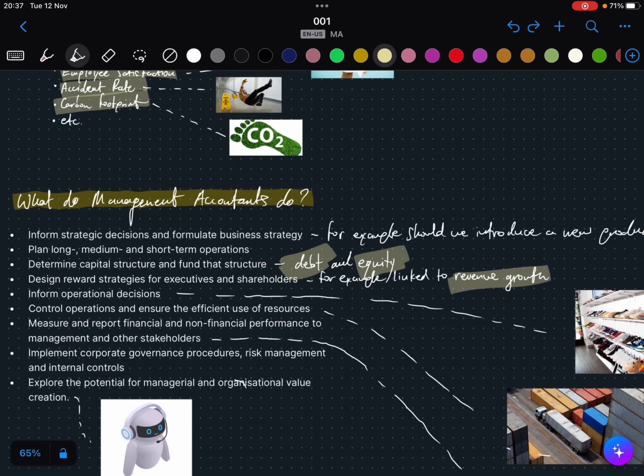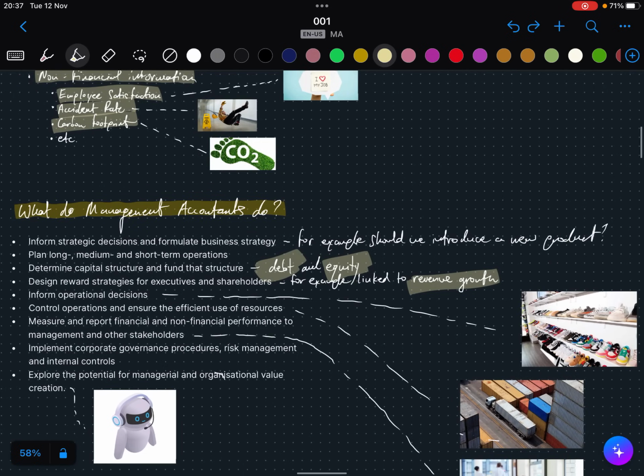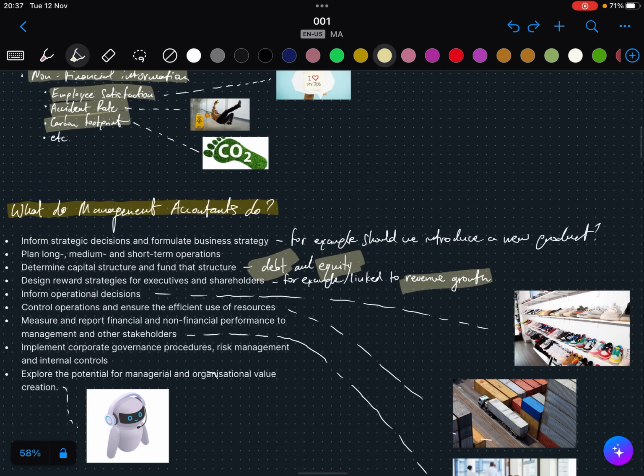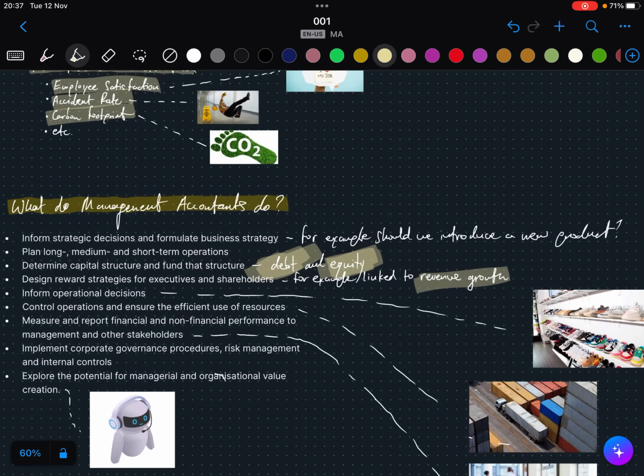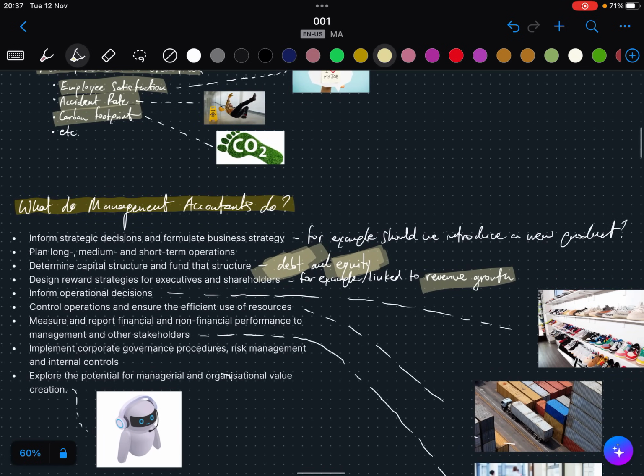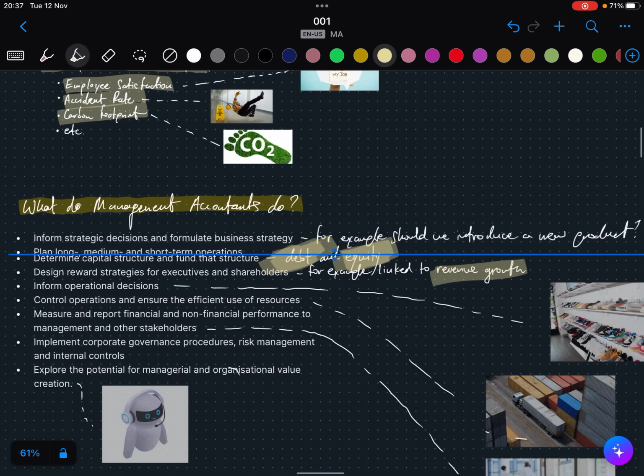Determining capital structure and funding the structure. Well, when a company wants to raise money, they have to decide whether they want to borrow money from the bank and get into debt, or whether they want to sell part of their equity to investors in exchange for capital. Of course, they can do both at the same time.